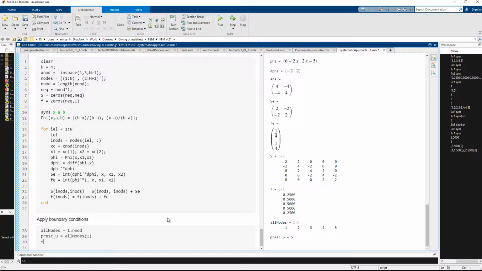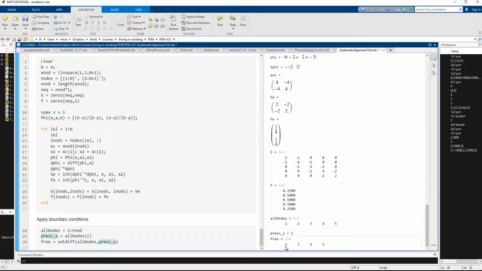Now, we have our free nodes. Those are the ones that we can solve for, and those nodes are all other nodes than the prescribed nodes. There's a way of defining that: we use set difference, setdiff. So if you have a vector with the numbers 1, 2, 3, 4, 5, and you want to get all the other numbers but the number 5, then you can use set difference like this. You write your complete vector here, and you want to remove presc nodes from that, presc u. So this is what you will get: everything but the first one. That's a very nice programmatic way of getting that.